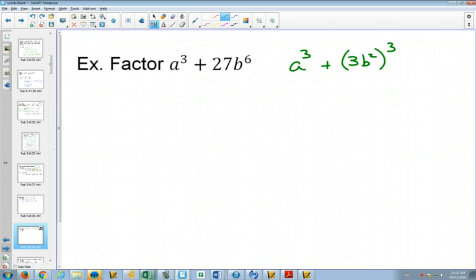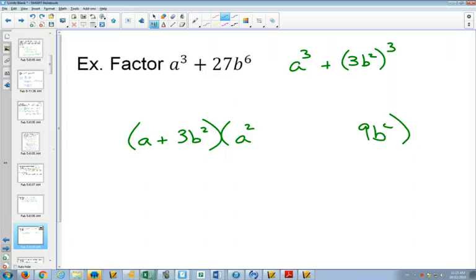And now we can go to our formula. It's going to be x plus y, so it would be a plus 3b squared. The first one squared will be here. The last one squared would be there. This time it's a negative sign of x times y, so this would be 3ab squared in between.